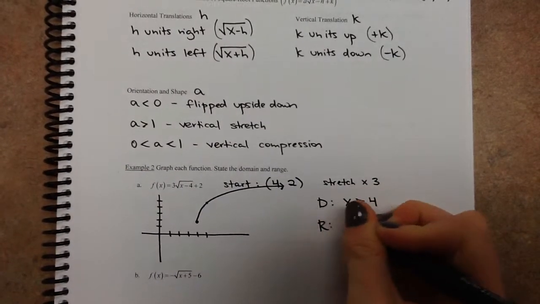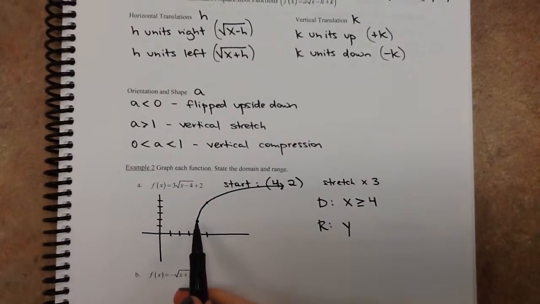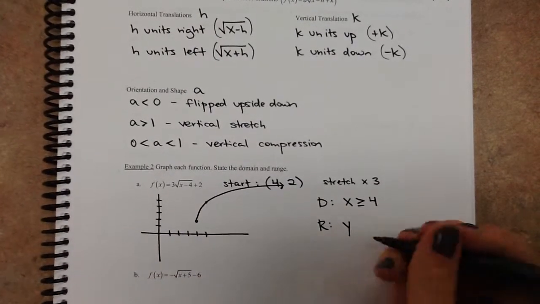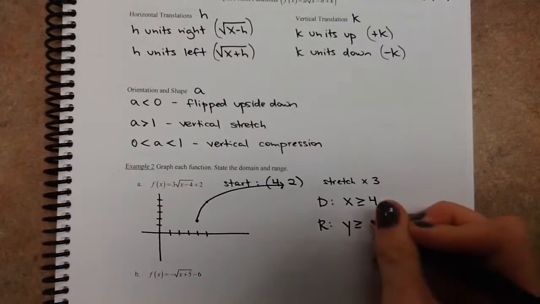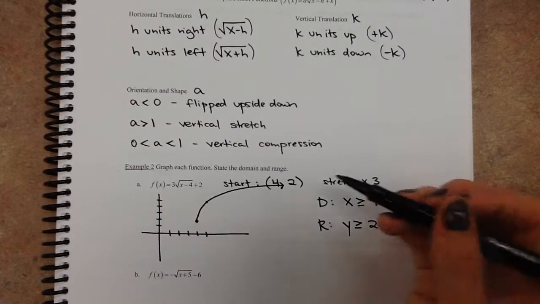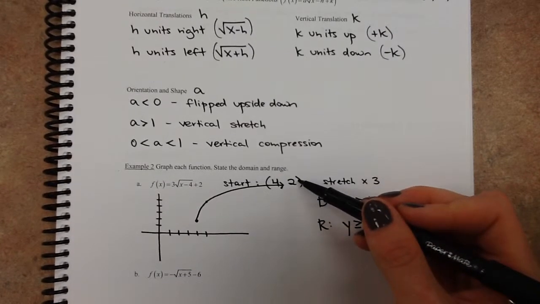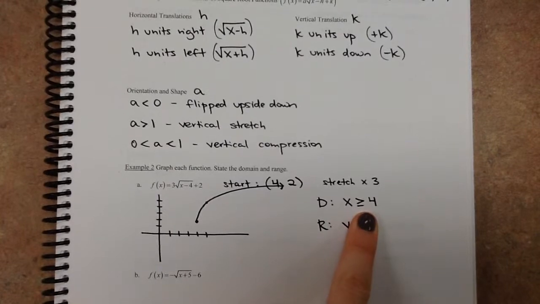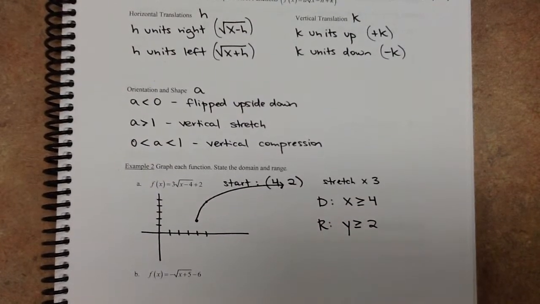And then for my range, let's see, my starting y value is 2, and then it just goes up from there. So in terms of y, up means greater than or equal to, and my starting value is 2. So these two numbers right here will always match these two numbers right here. So your domain and range would be values of x greater than or equal to 4, and values of y greater than or equal to 2.